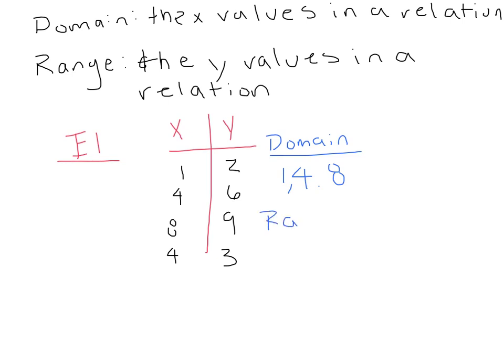My range, remember range is all of the y values. My range is going to be 2, 3, 6, and 9. The only thing I did differently was I wrote them so that they were from least to greatest, right? But the range is all the y values. So we might say that the domain of this relation is 1, 4, and 8, and the range is 2, 3, 6, and 9. Let's go ahead and do another example of domain.